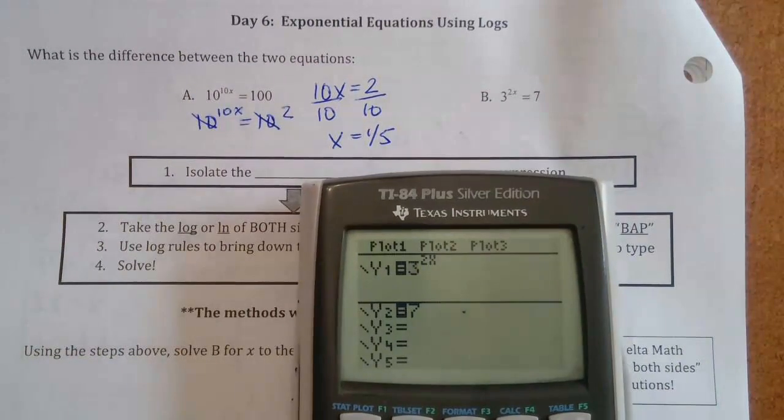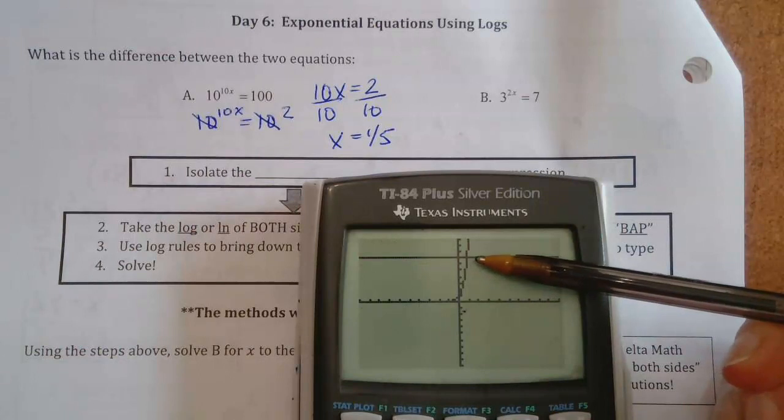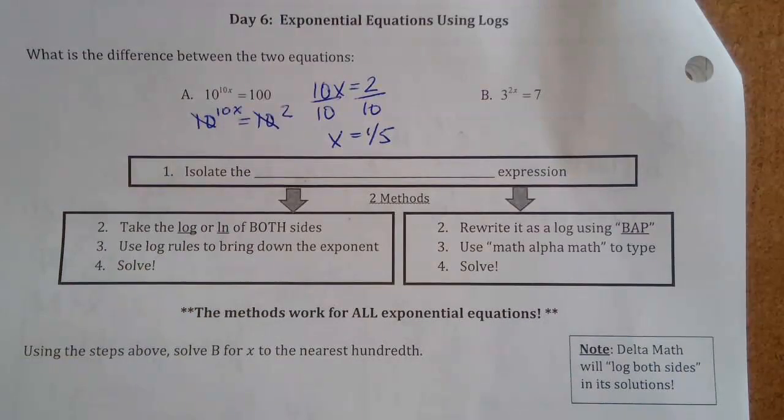You could put 3 to the 2x in y1, 7 in y2. You could go to your graph and find that intersection point to get the x value. Second trace, choice 5, blinky shows up, and you would hit enter 3 times, 1, 2, 3. And we could get that answer. However, now, instead of having to graph it every single time, we can use logs.